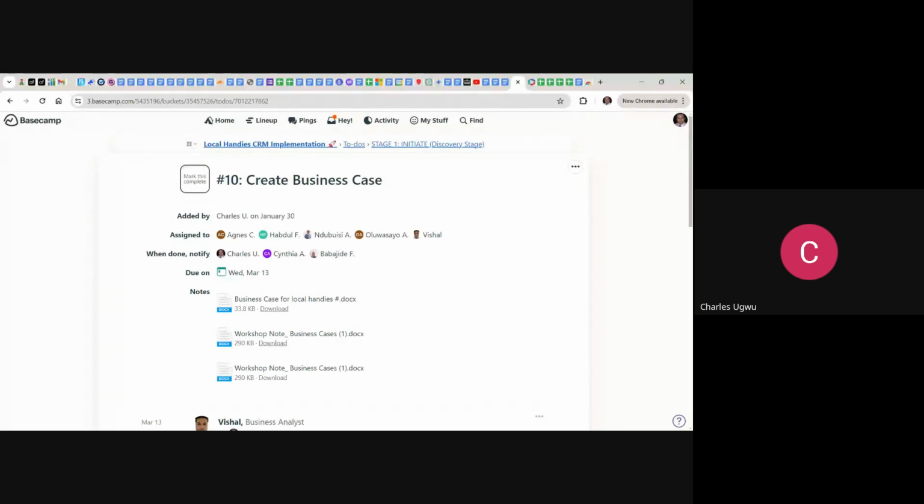So the project manager assigned these responsibilities to the business analysts to create a business case by the due date. This project is meant to be completed on Wednesday, March 13. That is the due date. And you see here, it says when done, notify who. That is completion. When this work is done, these are the people that are accountable, and these are the people that are responsible. When you are doing a RACI matrix, these people are assigned this work, it is their responsibility. And we notify these people, we have three accountability.